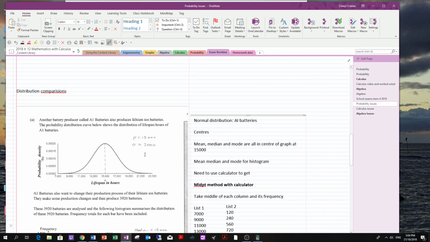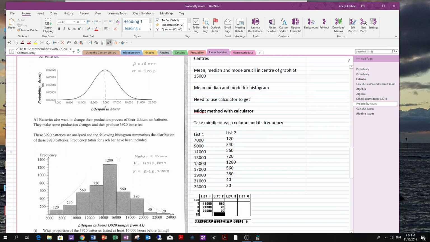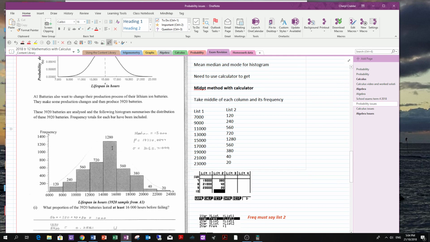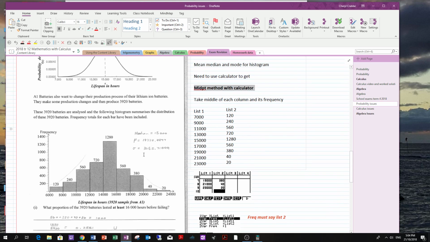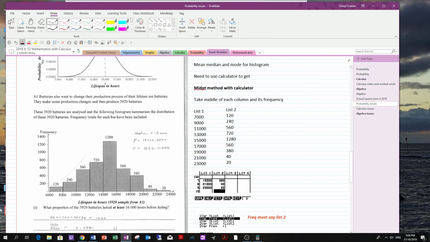So we're going to have to actually find the mean and the median, the mode's not as important, and the standard deviation for the histogram data. What we do is we use something called a midpoint method with our calculators. We take the center of the columns in our histogram. Right there, so that's 7,000. In our calculator, we put in list 1 all those middle values for the columns. Okay, and then they've given us the frequencies, right?